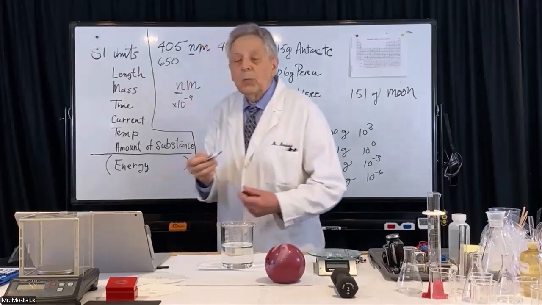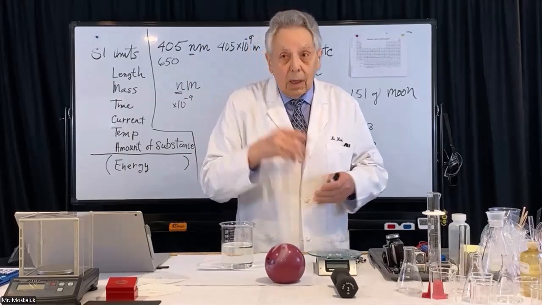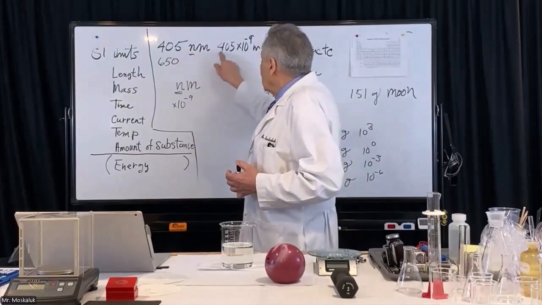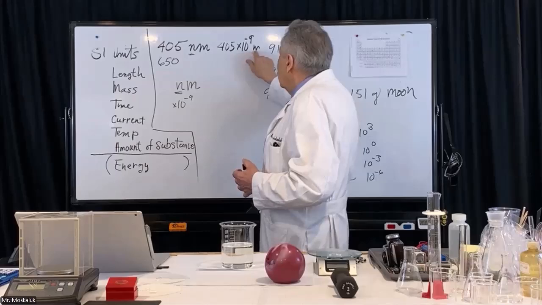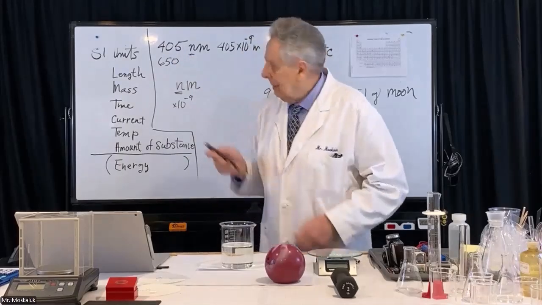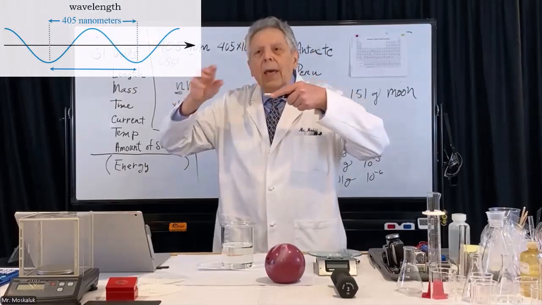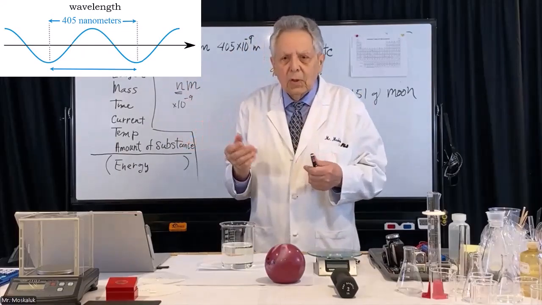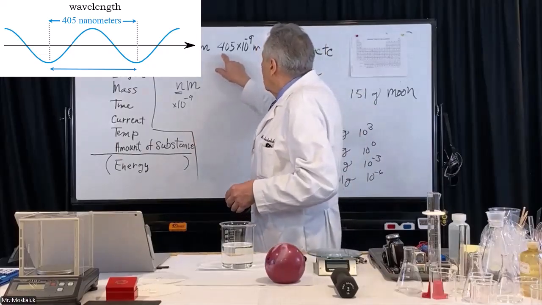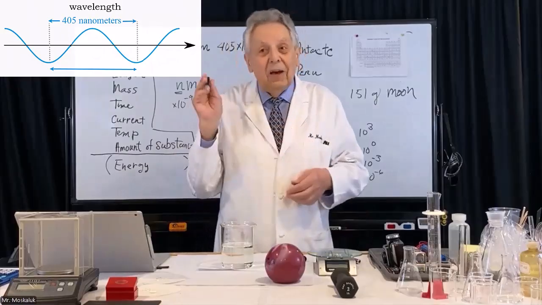Prefixes can always be changed into their numbers. In fact, in most of the problems involving length in AP chemistry, you're going to have to change nanometers into times 10 to the negative 9. 405 nanometers, what does that have to do with this? Well, if you could see this light in terms of waves, and it's made out of waves, a single wave of this light would be 405 billionths of a meter. That's the size of blue light.